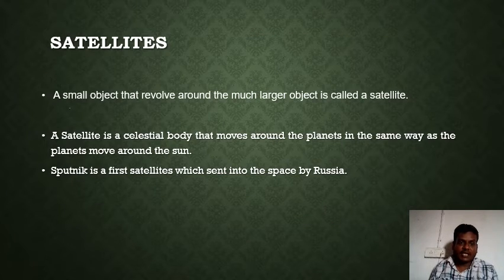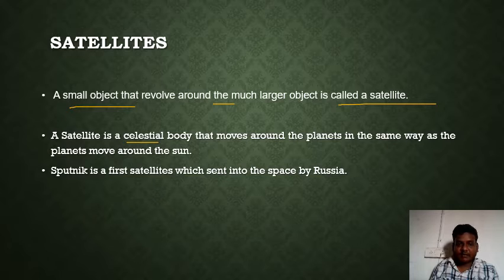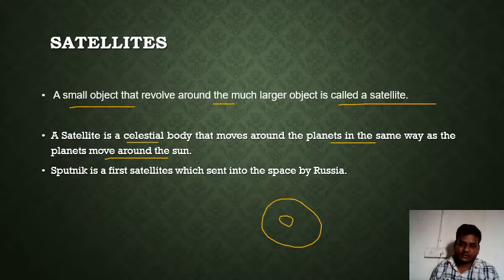A satellite is a small object that revolves around a much larger object. A satellite is a celestial body that moves around a planet, the same way as a planet moves around the sun. Just suppose this is the Earth, and the satellite moves around the Earth in this orbit, just like the Earth moves around the Sun.